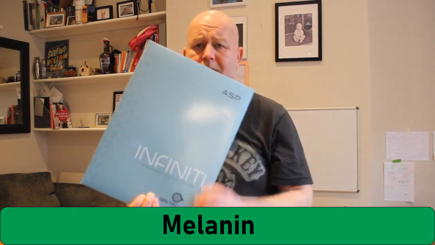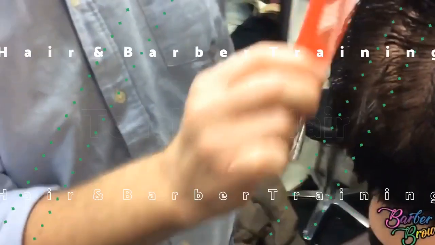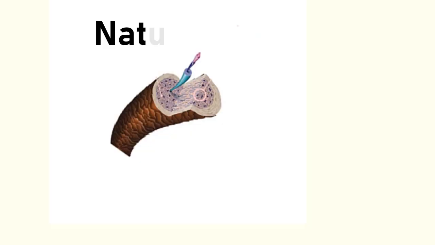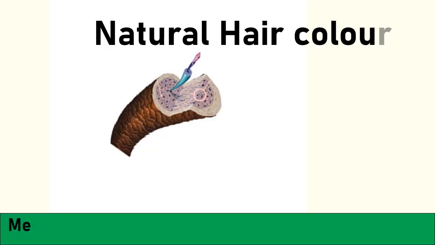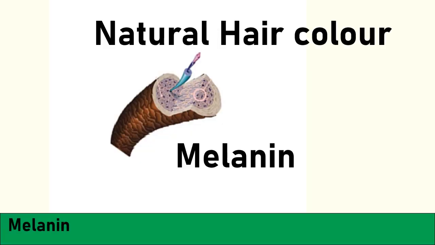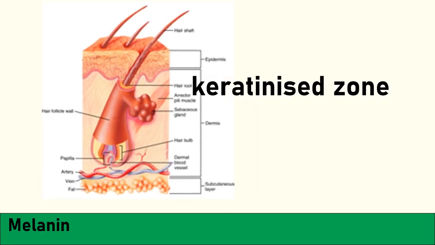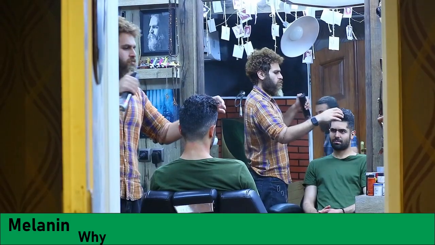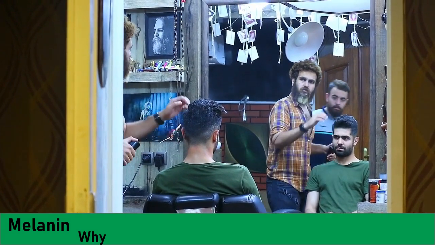So before you pick up this and before you start mixing colour in these, well, this is the information you need to know. It's all about melanin. Deep inside the cortex, amongst the disulfide bonds and sitting between those polypeptide chains, is a natural pigment called melanin. Melanin is created by the body in the keratinized zone. Melanin is present in both hair and skin.